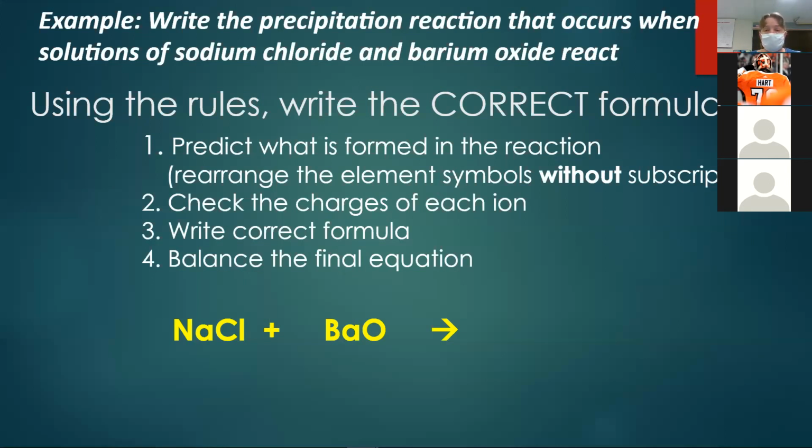Step 1 says predict what is formed in the reaction. Rearrange the element symbols without subscripts. Now, there's no subscripts here anyhow. Subscripts, remember, are the little numbers that would be written after the letters. So this one is going to be a little more straightforward, but we will do some that have subscripts. So the first thing I want you to do, and this is really the best way to do this, at least in the beginning until you're comfortable, is take each of your chemical formulas, look at the element symbols only. Okay, again, there's no subscripts here, so it doesn't matter.